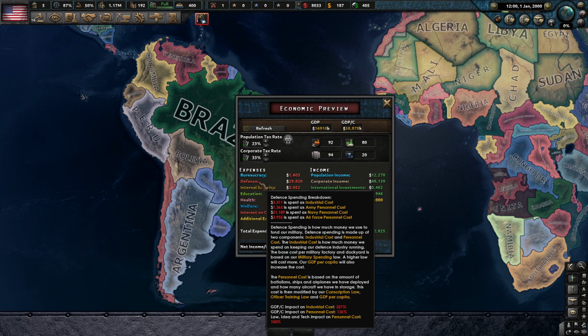In addition, GDP per capita has a direct effect. The wealthier your country, the higher the cost to maintain your forces.